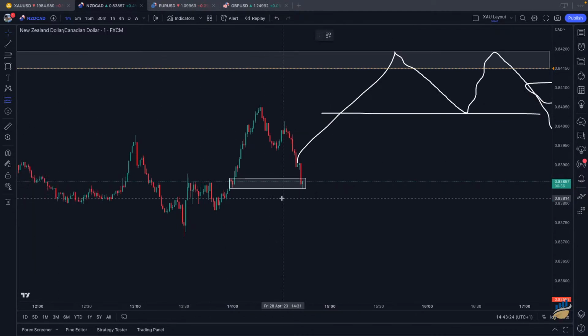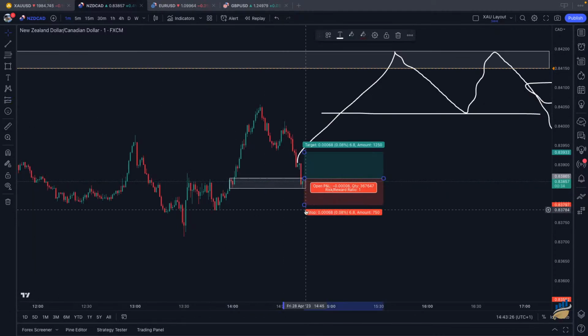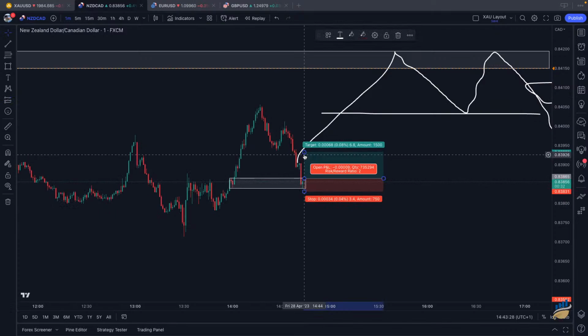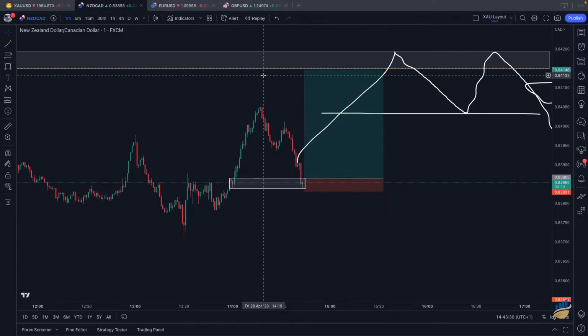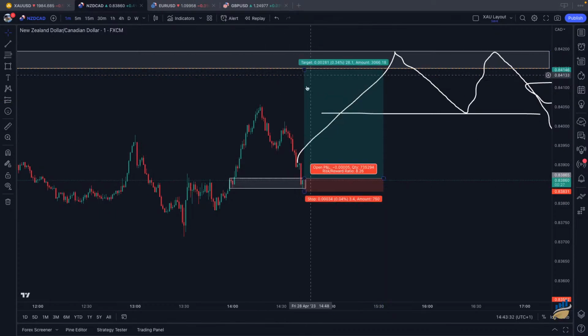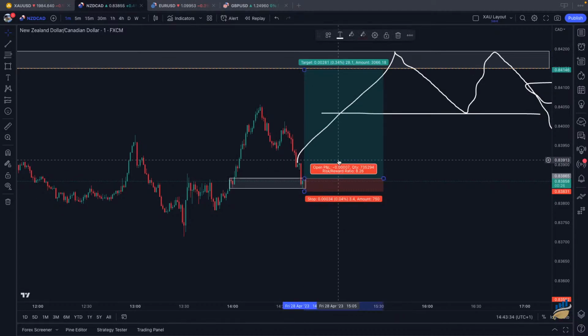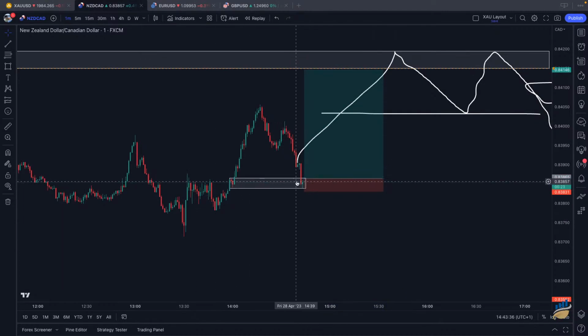Again, if we were placing long positions here, we would have our entry somewhere around here, stop loss just below the structural low, take profit set just below the supply zone here. Gives us a 1 to 8 risk to reward ratio. Again, we need to wait for price to give us the confirmation in order to enter.